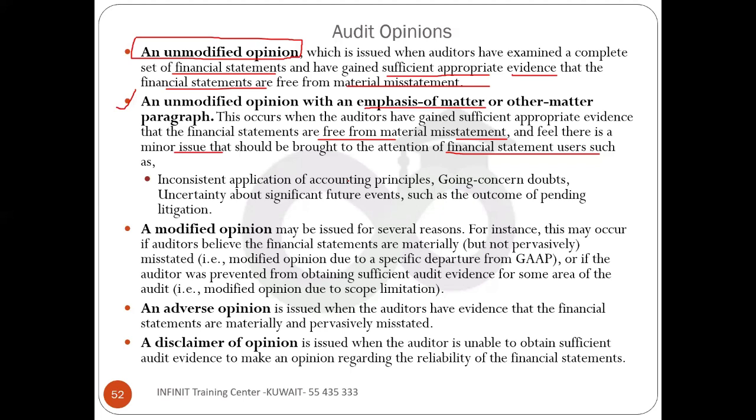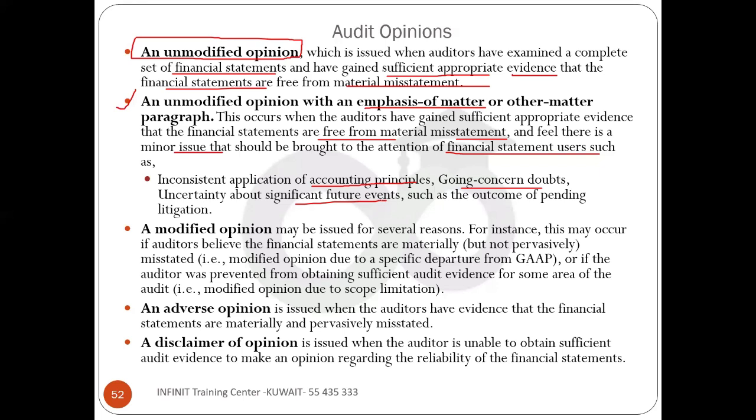Inconsistent application of accounting principles may be an example, where the accounting principle used is not consistent. Going concern doubts, whether the company is going to be there for 10 years or a long period. Uncertainty about significant future events. Maybe they mentioned some future event, but they have to say there is uncertainty about whether that event may or may not occur.